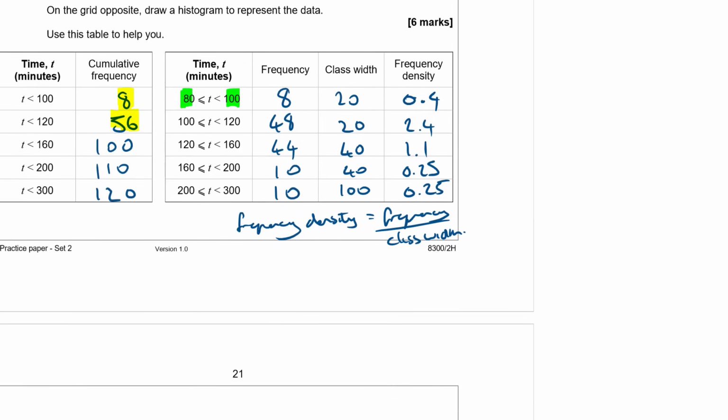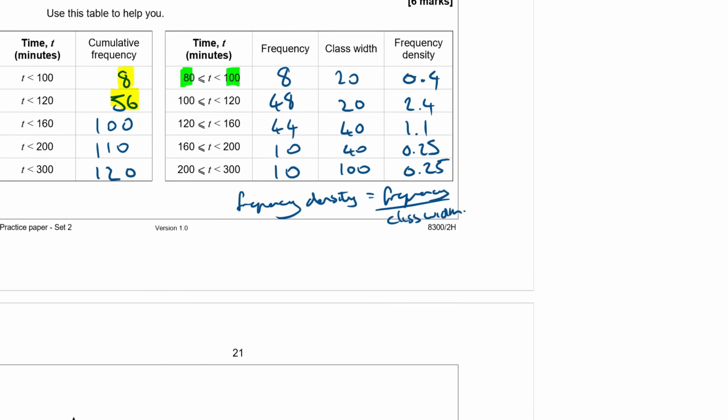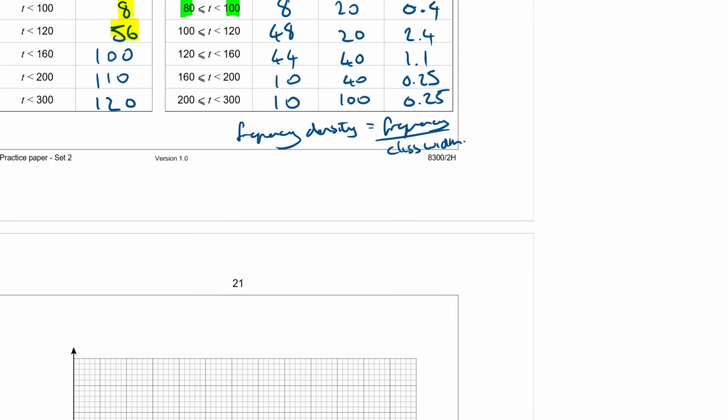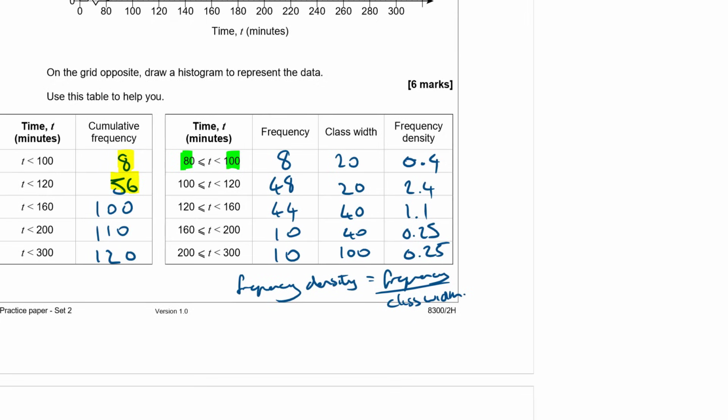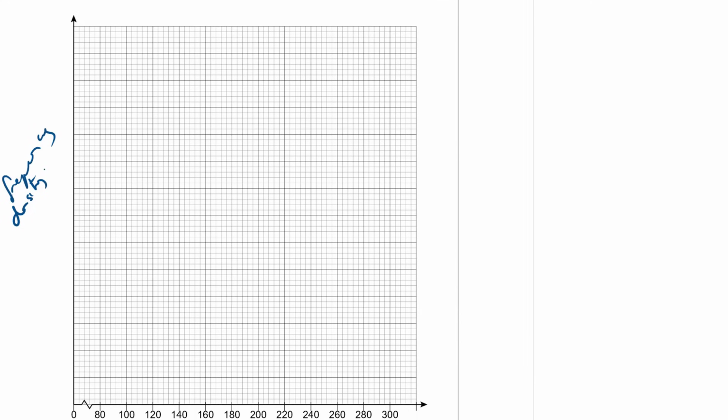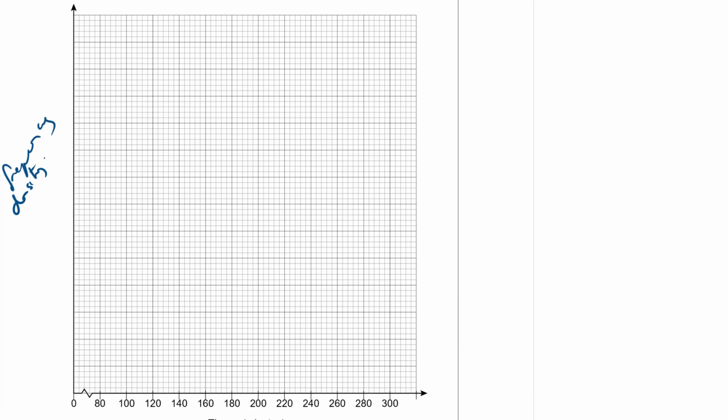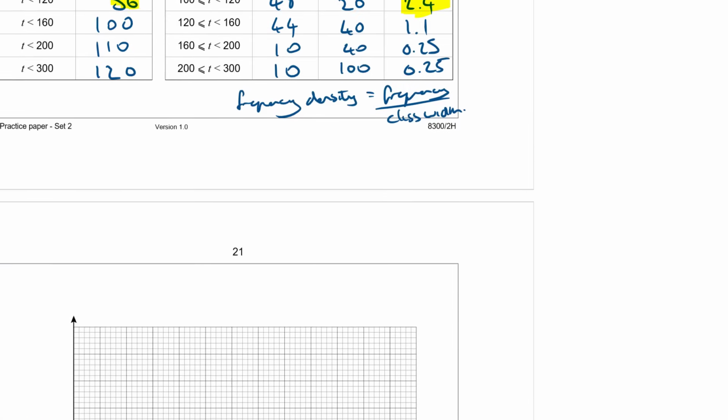Okay, so now I've got all the information I need to draw my chart. So my first bar is going to be from 80 to 100, and it's going to have a height of 0.4. So I've not been given a scale for frequency density up the side here. So the first thing to do really is decide what the increments are going to be up this scale. So I've got to go up to 2.4. That's my largest value, so that's going to have to be at the top of my scale. Counting up, I've got 14 squares.